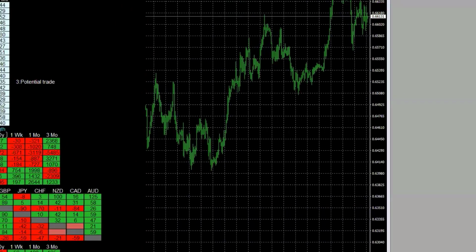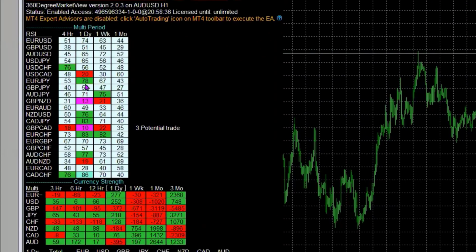Okay, so here's the 360-degree indicator, and the colors that the indicator uses, and you can actually set these colors, help me to see them very quickly. What it's saying at the moment is that on the 4-hour, most of the currencies are actually not that active. You can see they're not overbought or oversold. So that's quite an interesting situation. In the short term, the market is quiet.